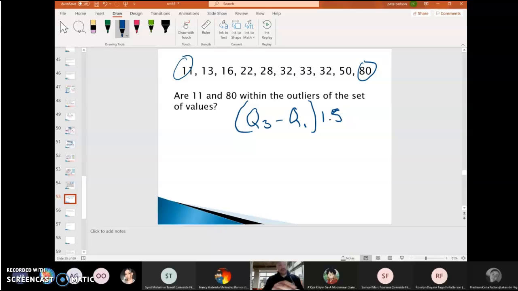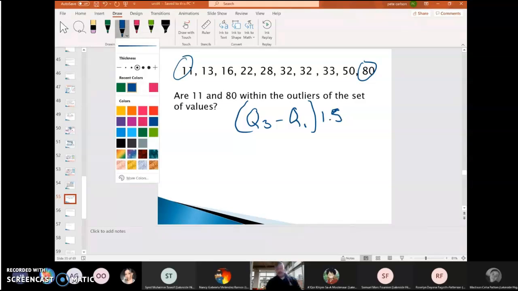So here's what we mean. Let's first figure out what our Q1 and Q3 are. Well, in order to find Q1 and Q3, we have to figure out our median. So actually, let me put these in numerical order so it's easier for us. So this should be 32, and this should be 33. Sorry about that. Okay. So what's our median? Our median is our middle number.